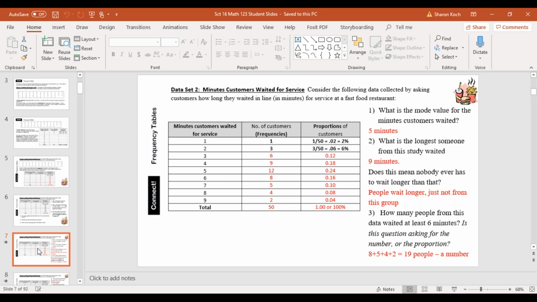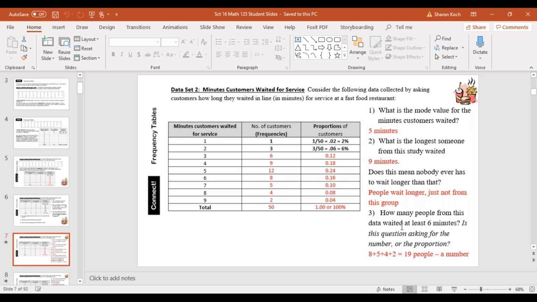Now, it gets a little trickier when we start asking different types of questions. So look at number 3 here. How many people from this data waited at least 6 minutes? Okay, at least 6 minutes. They're not saying 6 minutes total, at least 6 minutes. So that could be 6 minutes, 7 minutes, 8 minutes, or 9 minutes. So if we add all that up, that's 19 out of 50.